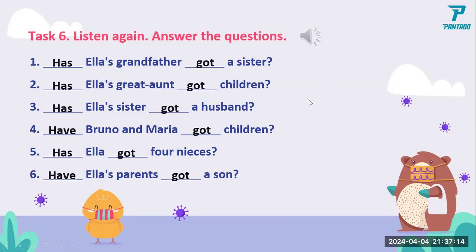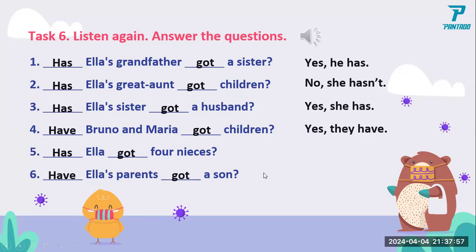Aki, what is your answer with number one? Number one, has Ella got a sister? Yes, she has. Aki, has Ella's great aunt got children? Answer is no, she hasn't. Has Ella's sister got a husband? Yes, she has. And four, what is the answer? Yes, they have. And has Ella got 4 nieces? No, she hasn't. Have Ella's parents got a son? Yes, they have. Okay, because parents, it's plural.